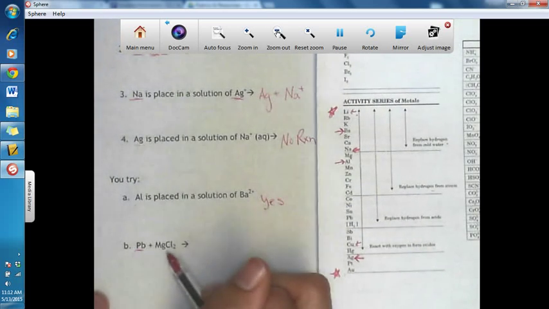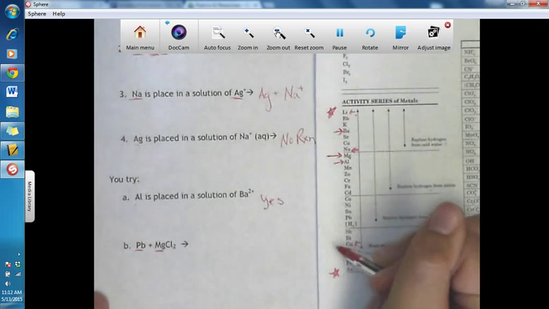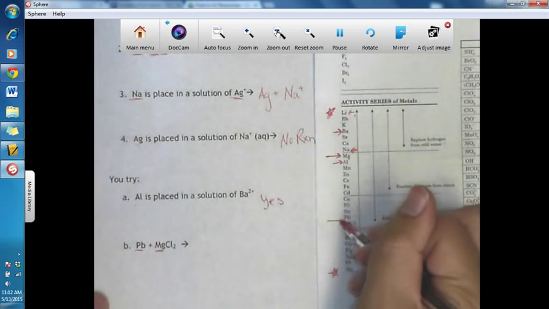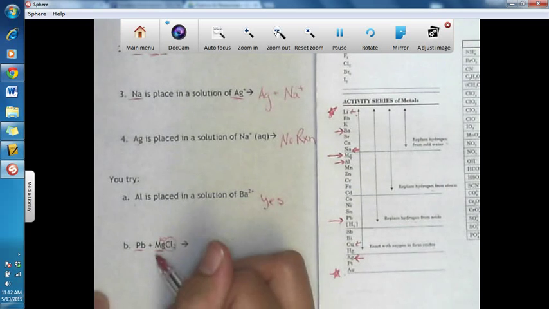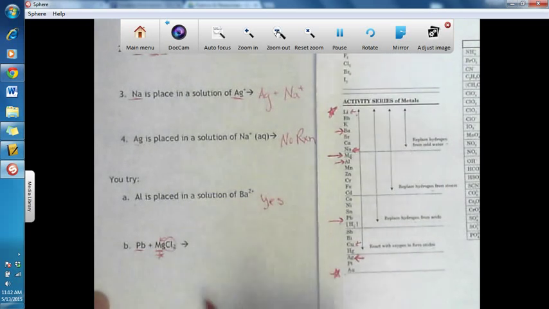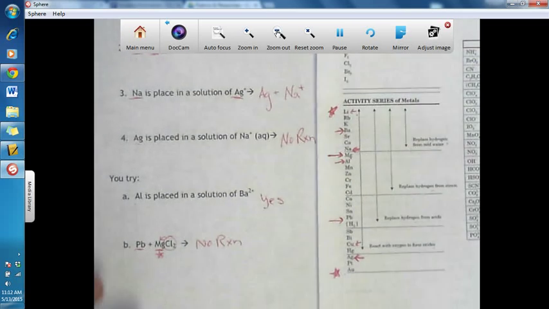Then we have lead and magnesium. Well, here's magnesium. Lead's towards the bottom. That chloride would like to stay with his magnesium. This is our higher guy, so he's going to stay here. So here, no reaction. Because our chloride would rather stay with our magnesium because it's a higher metal, a more important metal than our lead.